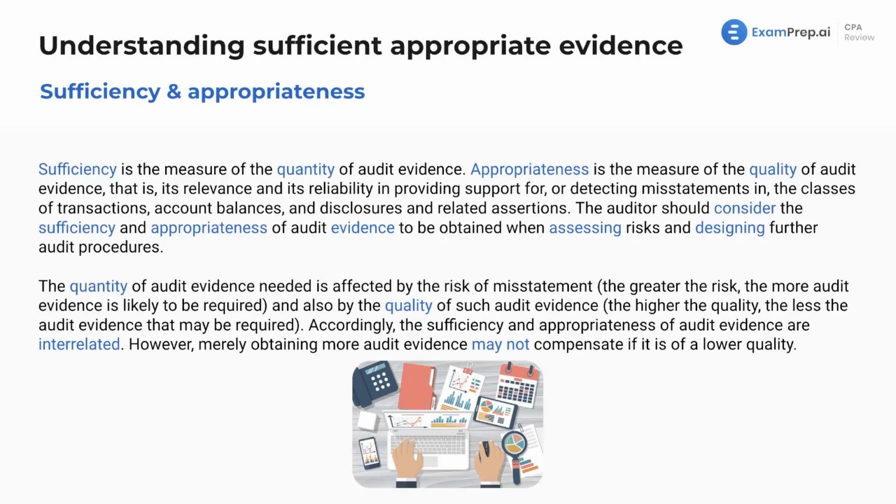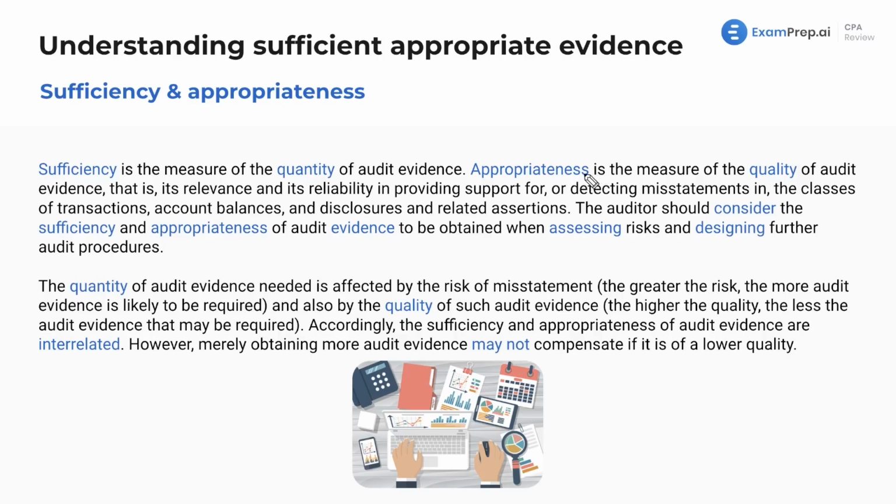Sufficiency and appropriateness in audit evidence, right? We want to make sure that evidence is sufficient and appropriate. Sufficiency is the measure of the quantity, so if you have enough audit evidence, and then appropriateness is the measure of the quality. So you want to make sure that you have enough evidence to reach an opinion, as well as making sure that the evidence you obtain is quality evidence.